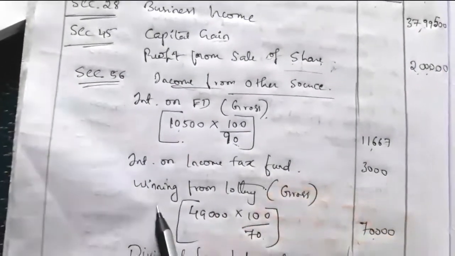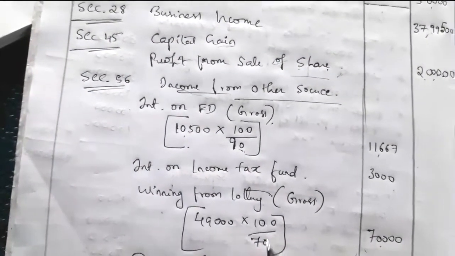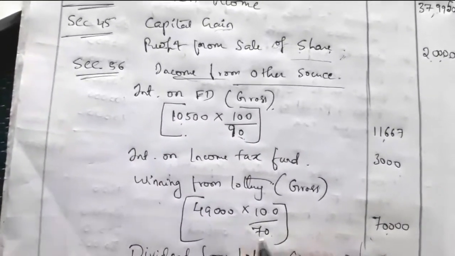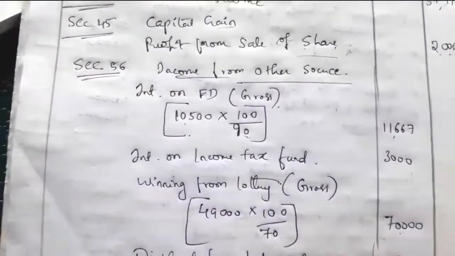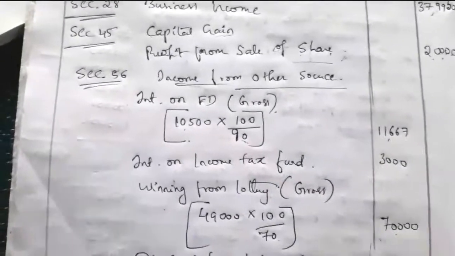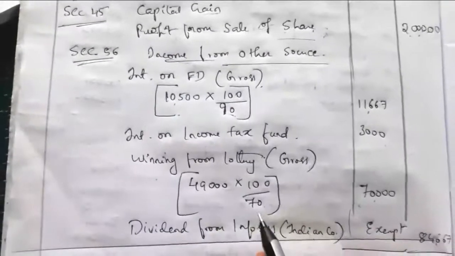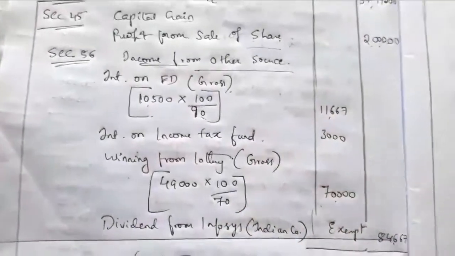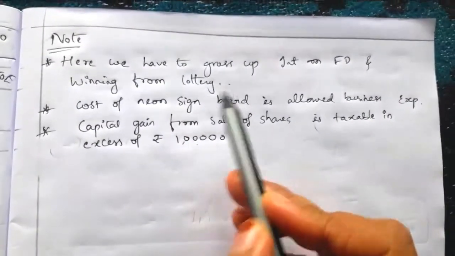by 90. For winning from lottery, the tax rate deducted is 30%, so we have to take 100 by 70. It depends on the tax rate. Interest on fixed deposit is 100 by 90. No other tax rate will come, only 10% on interest and usually 30% on lottery income. So only two types of gross up we will be getting in the illustration. That is about the gross up in the case of interest on FD and winning from lottery.